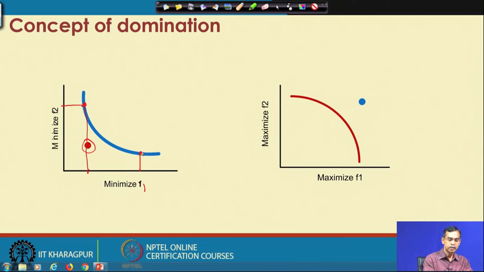On the other hand, if this is x1 and this is x2, then we can say that neither x1 dominates x2 nor x2 dominates x1, because condition 1 and condition 2 are not satisfied for these solutions x1 and x2. However, condition 1 and condition 2, both conditions, are satisfied for this solution. So in this context, this solution dominates these solutions, whereas x1 and x2 do not dominate each other.